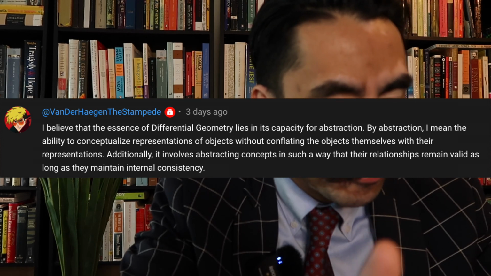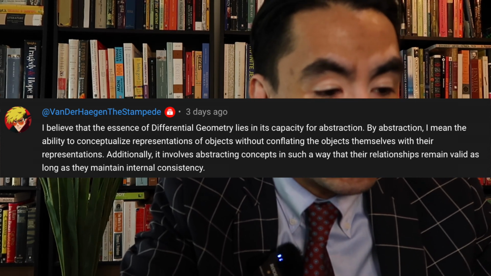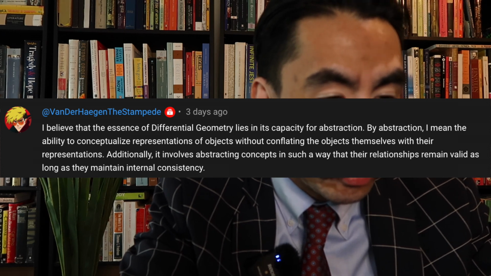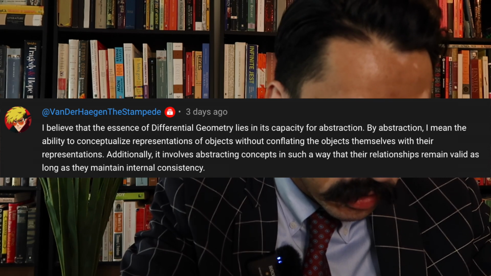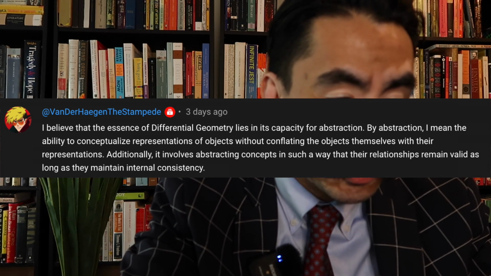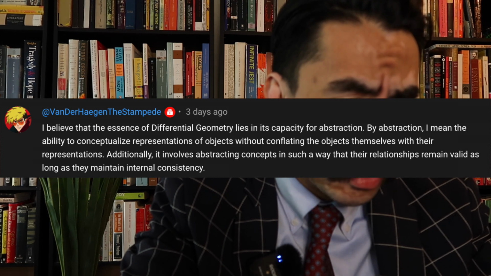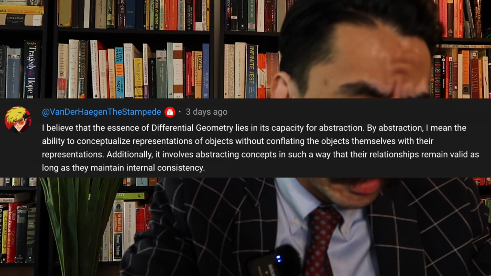We had another one from Vanderhagen the Stampede. I believe that the essence of differential geometry lies in its capacity for abstraction. By abstraction, I mean the ability to conceptualize representations of objects without conflating the objects themselves with their representations. Additionally, it involves abstracting concepts in such a way that their relationships remain valid as long as they maintain internal consistency. And to that I say, let's all do some object-oriented C++ programming, and let's add a little bit of encapsulation in there. And then when we're running into compiler errors and we're debugging, we'll really be thinking about maintaining internal consistency with that one.